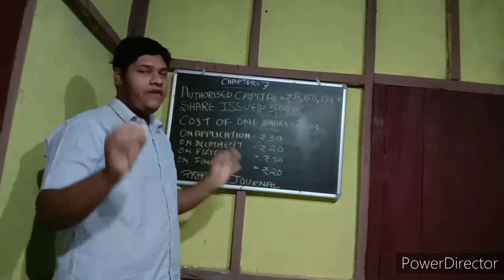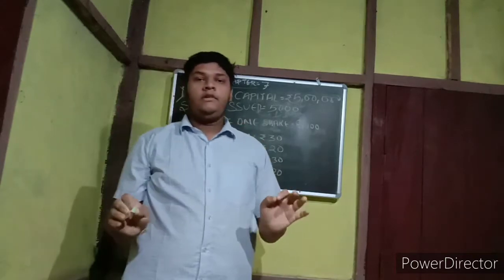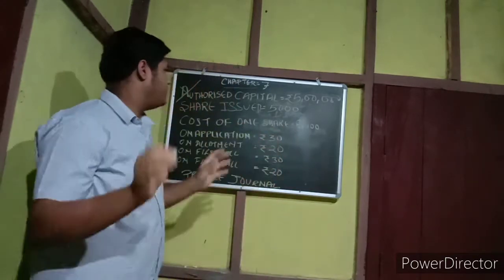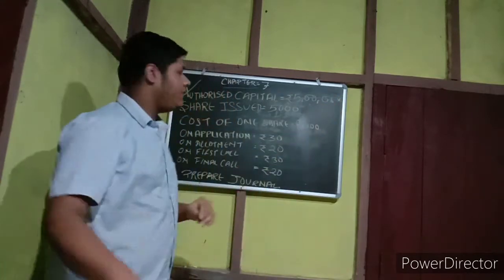And at last they will say to prepare the journal. At first everyone has to do this: no need to look at authorized capital. This is useless. It is only given to strip the mind of a student. So this is the useless one, you just ignore it.